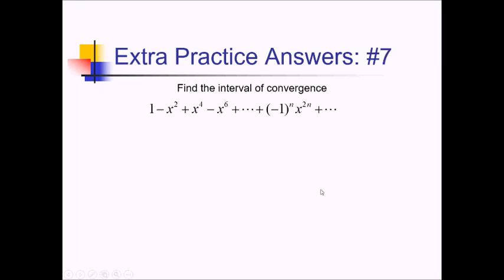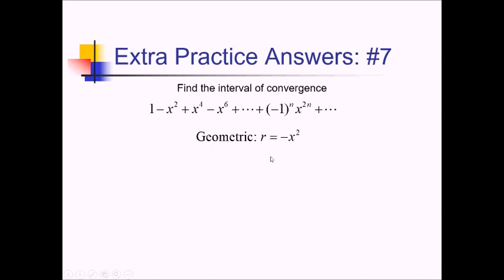For this problem, we're looking for the interval of convergence for this series. And here's the general term. Now, one thing that's worth noting here is that this is a geometric series. We have an r value of negative x squared. Since it's geometric, I can find the interval of convergence by just taking the absolute value of my common ratio and letting that be less than 1.